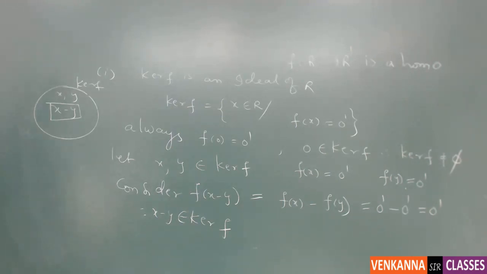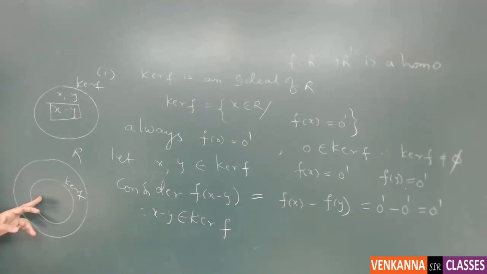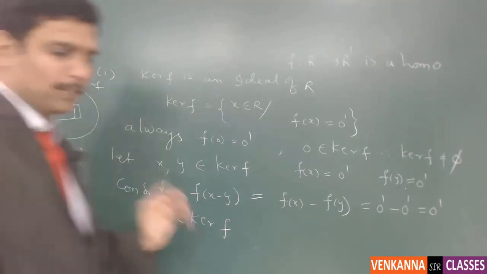Right. Now, for the second condition, what we have to prove? If you take one element in the kernel and one element in the ring, the product should belong to the kernel. So if I take an element A here, and an element R in the ring, the product RA as well as AR should belong to the kernel. So that the kernel satisfies the second condition of the ideal, hence the result will be proved.